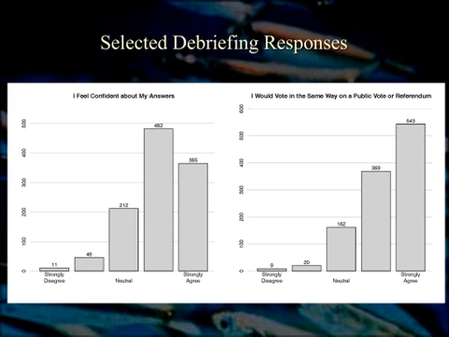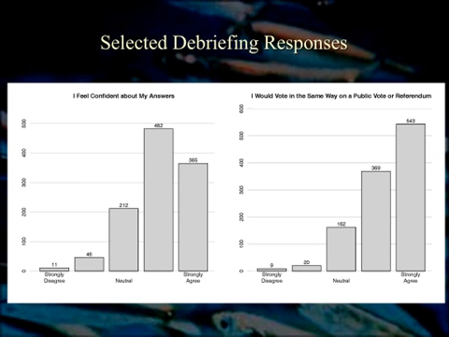For example, I feel confident about my answers. As you can see, most people either agreed or strongly agreed, and very few people disagreed or strongly disagreed. So that's one of the ways we gauge, did people get it? Are people totally confused?